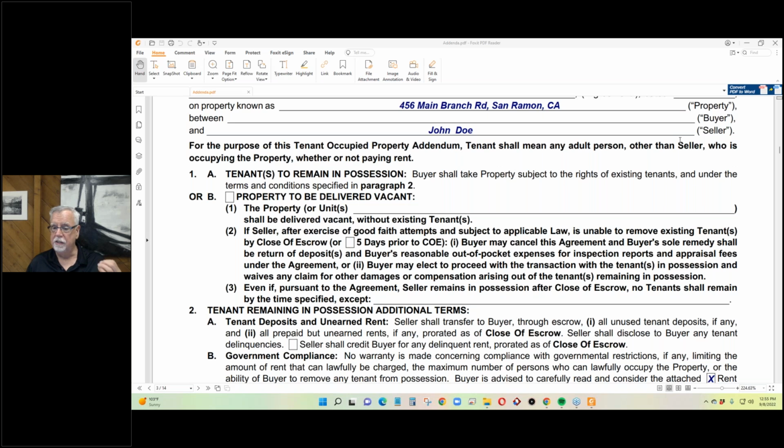If the tenant does not want you to sell the property, how much is the seller going to lose in terms of sales price and time by having possession with somebody who's not cooperating?